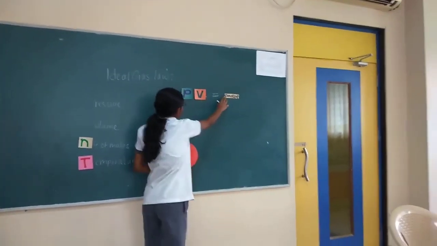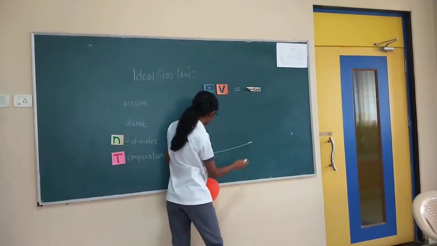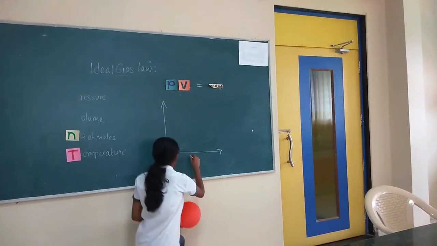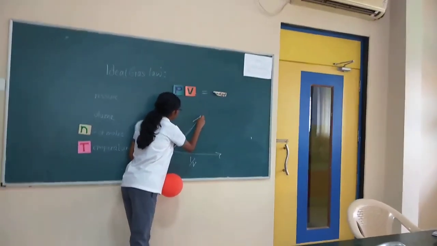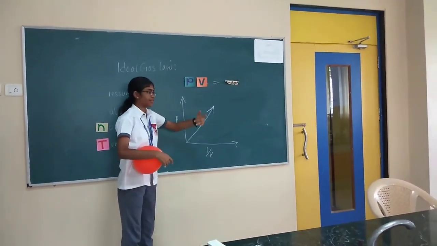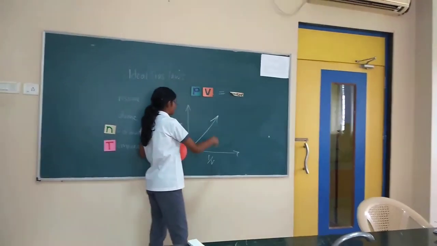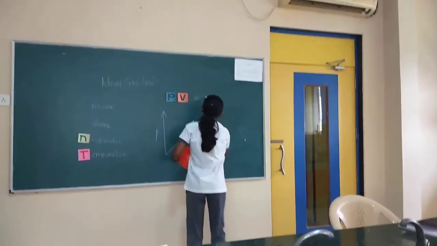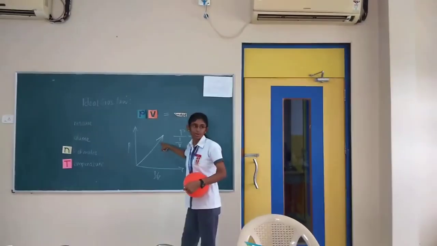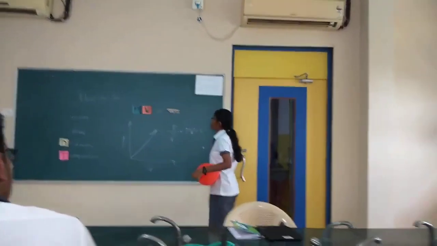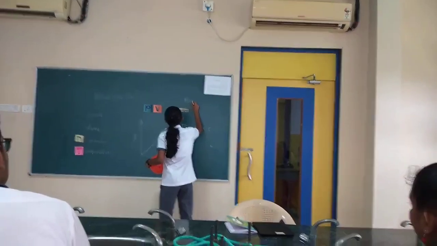To better visualize this, PV is equal to a constant. Let's just imagine we have a graph. On the X-axis, we're going to plot 1 by volume, the reciprocal of the volume, and here we plot the pressure. So this is what the graph would look like. As the 1 by volume increases, pressure also increases. If we were to calculate the slope, it would be just the change in y by change in x, so pressure divided by 1 by volume, which is equal to PV. Because this is a straight line and not a curve, the slope is constant throughout, so that would just be equal to a constant. This very, very simple and intuitive idea is what is known as Boyle's law.